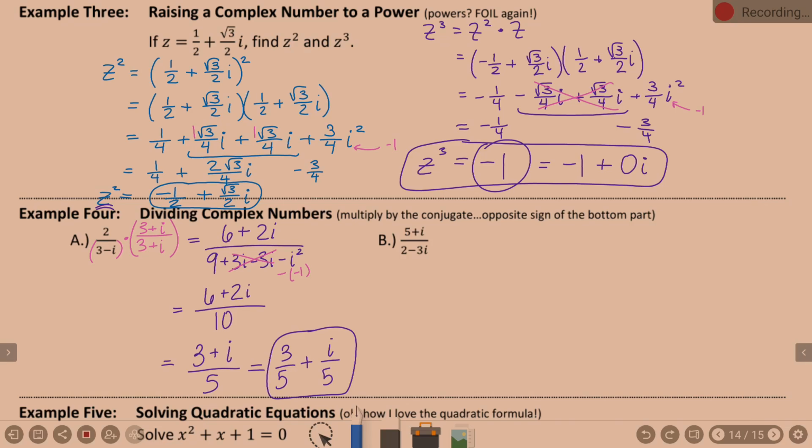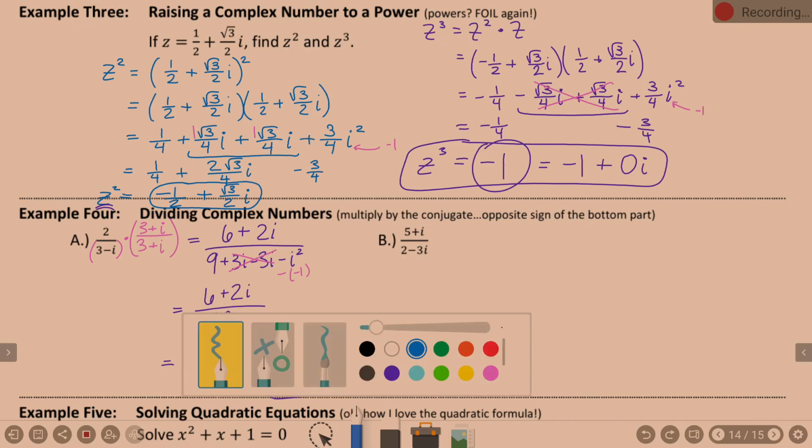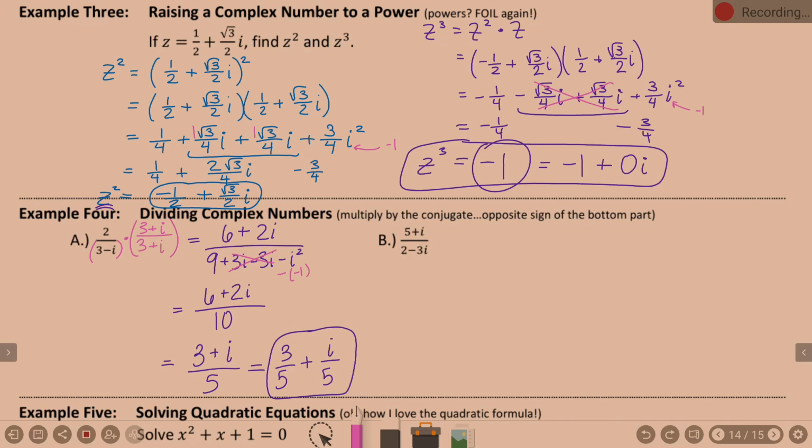Okay, what's the difference on B? You have binomials on top and bottom. It's just your top is a binomial also, so you'll be foiling top and bottom. What are we multiplying this fraction by to rationalize it? What are we multiplying by? 2 plus 3i. Okay, conjugate of the bottom, which is 2 plus 3i. What we do to the denominator, we're doing to the numerator.